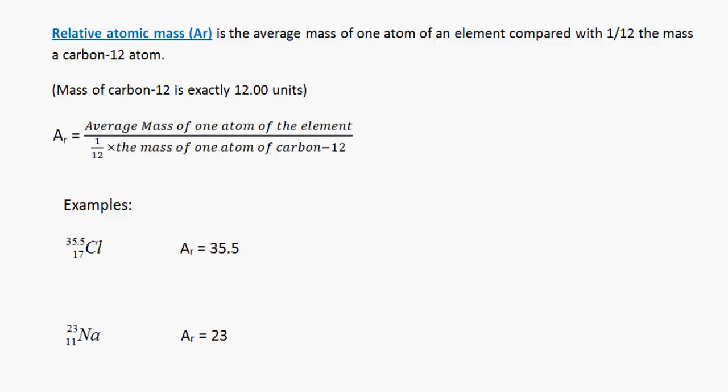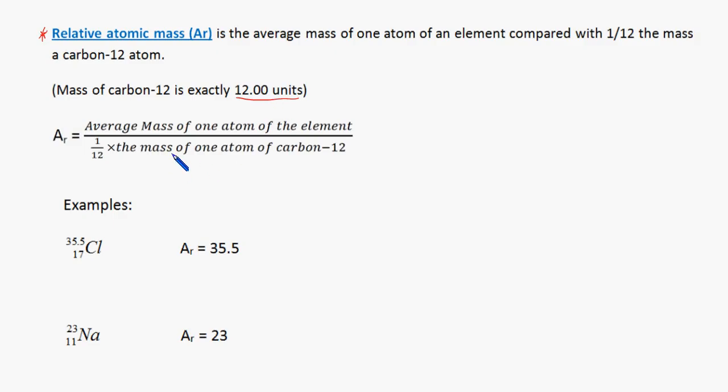Before we start, we need to go through some definitions that you are required to know. And the first one is relative atomic mass. Relative atomic mass is simply the average mass of one atom of an element compared with 1/12 the mass of a carbon-12 atom. The mass of a carbon-12 atom is taken to be exactly 12.00 units.